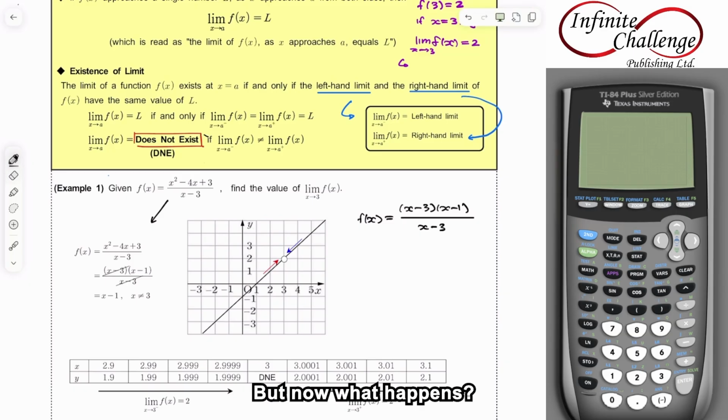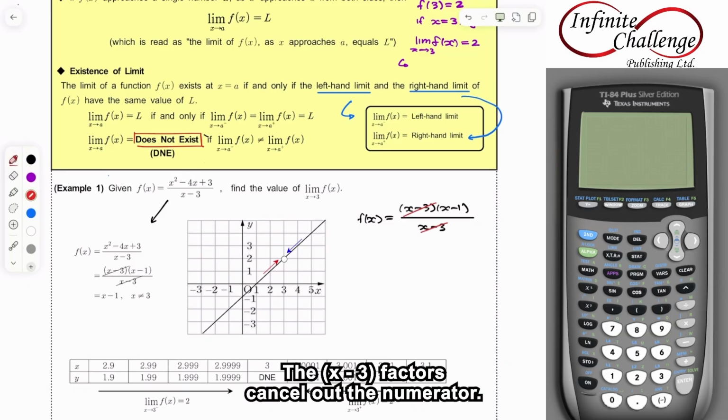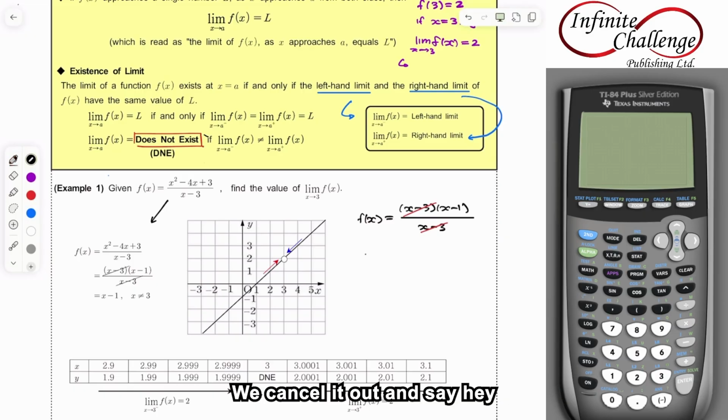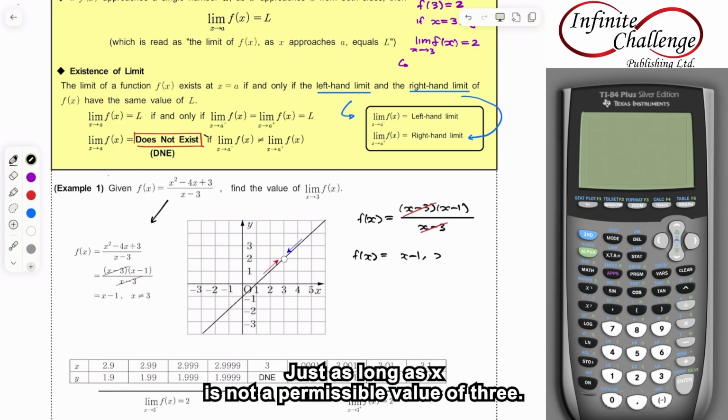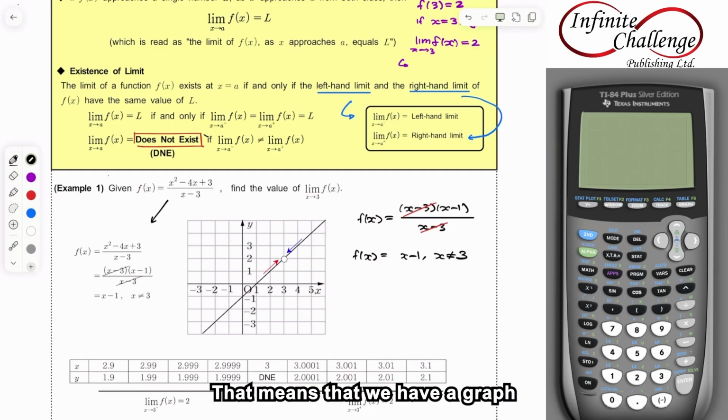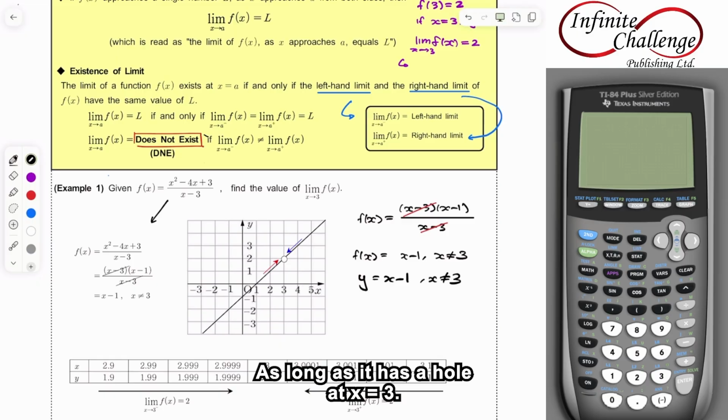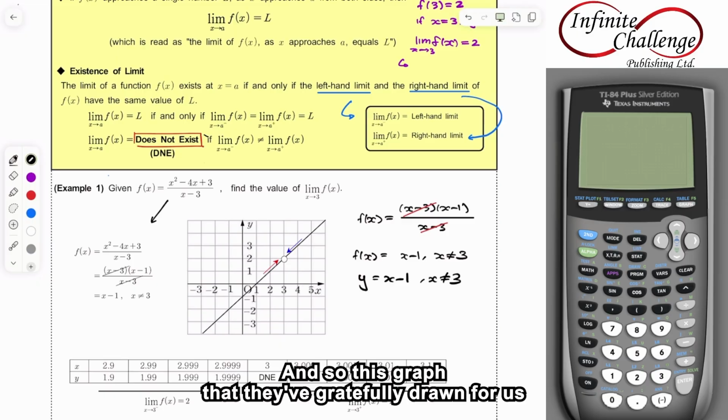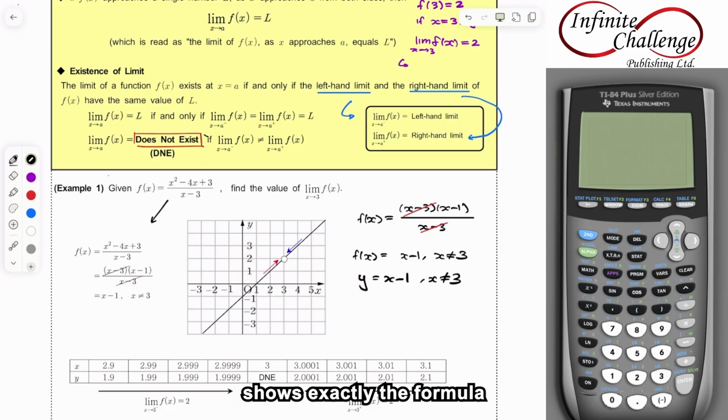But now what happens? The x minus 3 factors cancel out. The numerator and the denominator share the same thing. We cancel it out and say, hey, f of x is actually equal to x minus 1, just as long as x is not the non-permissible value of 3. That means that we have a graph that behaves like y equals x minus 1, as long as it has a hole at x equals 3. And so this graph that they've gratefully drawn for us shows exactly the formula that we've concluded with.